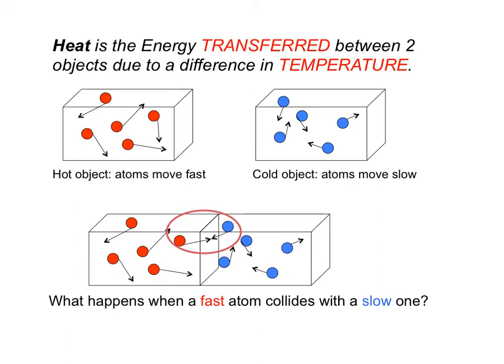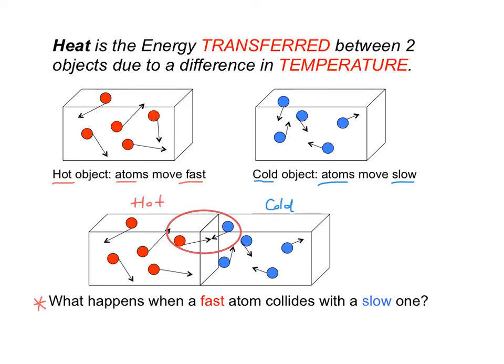Let's take a look at what's happening at the microscopic level. Temperature is the average kinetic energy of a substance. It tells us how fast or slow the atoms in a substance are moving. So, in a hot object, atoms move fast. In a cold object, those atoms are moving slow. So a hot object comes in contact with a cold object.